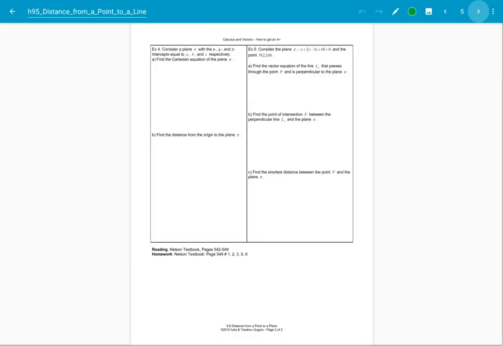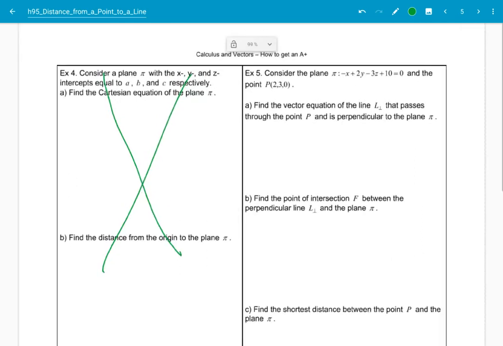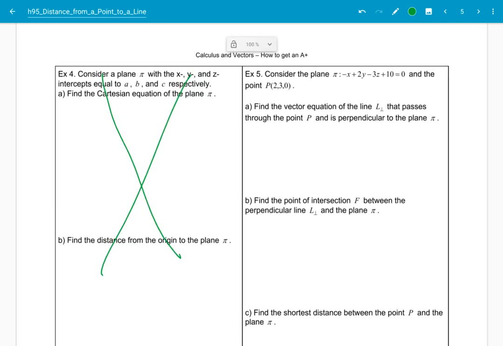Okay, we're almost done. Example 4 we are not going to do. So it's just example 5. Consider the plane given and the point given. Find the vector equation of the line that passes through the point P and is perpendicular to the plane.